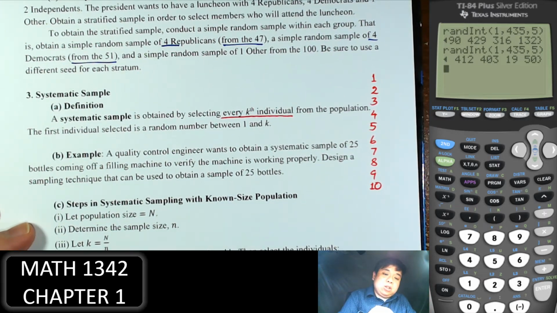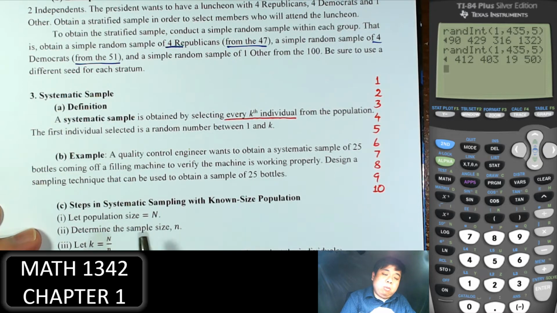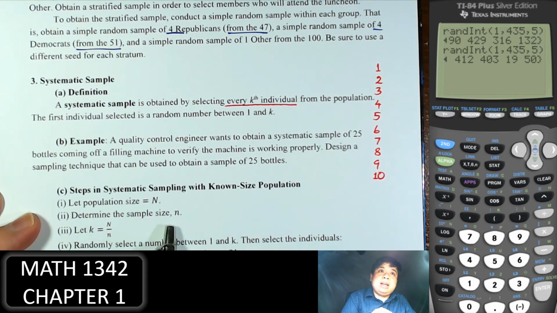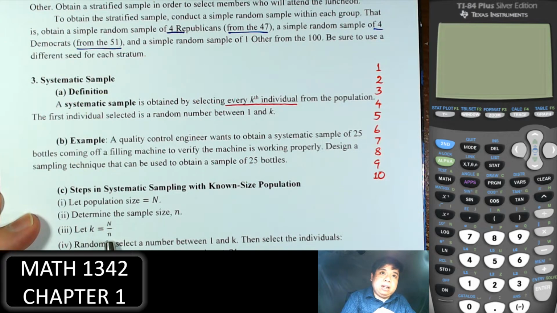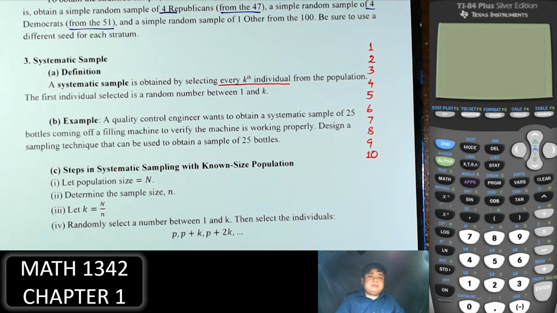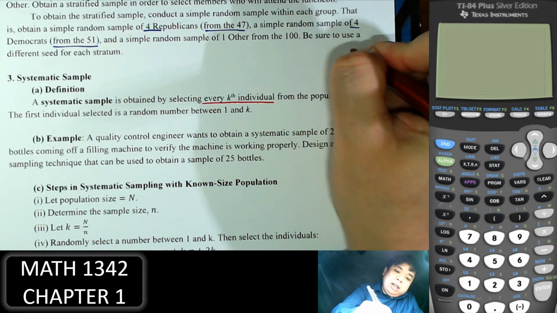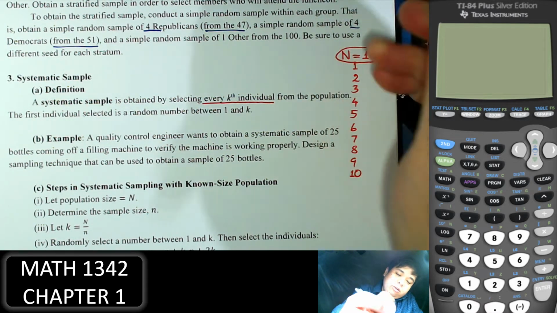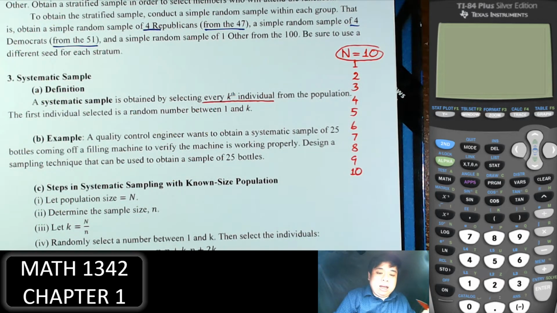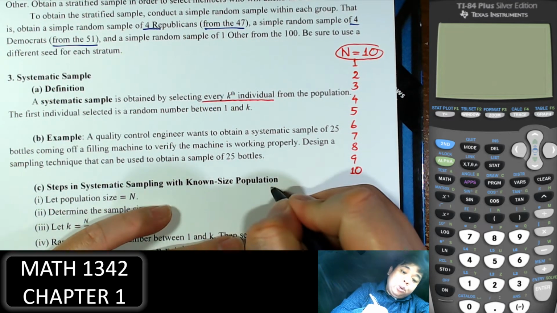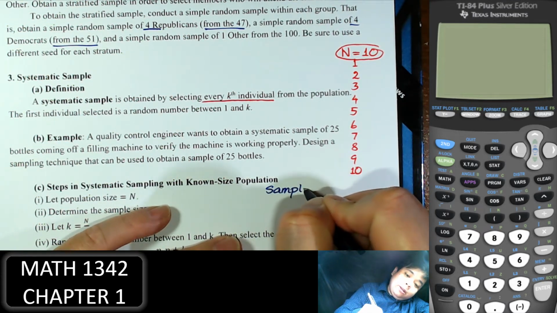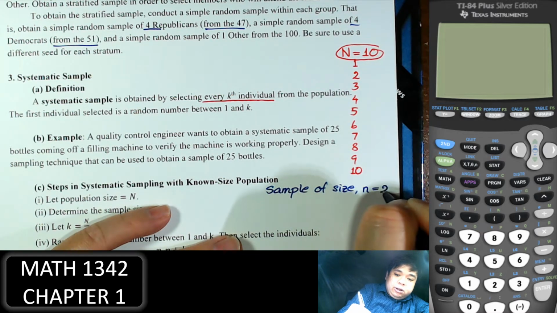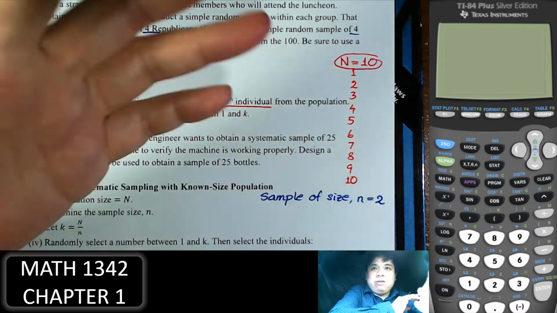So the step is to determine, for a population with known size, let the population size be capital N. Determine the sample size n, and then we let k be N divided by n. Alright, so you go back to this example. The population size N is 10, so 10 individuals from 1 to 10. Now if we want the systematic sample, let's say the sample size is 2. Let's say n equals 2. So we want to pick 2 out of these 10 people, right?